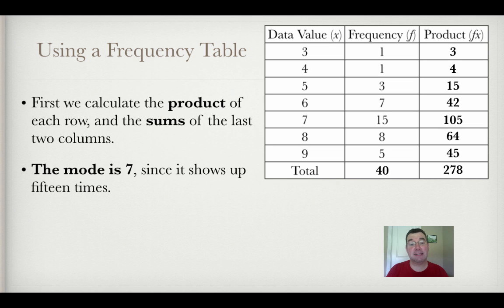So the mode is 7 since it shows up 15 times. I really didn't need to calculate anything to figure that out. The mean is 6.95 because I take my total, 278, and divide it by the 40 numbers that are in the list.